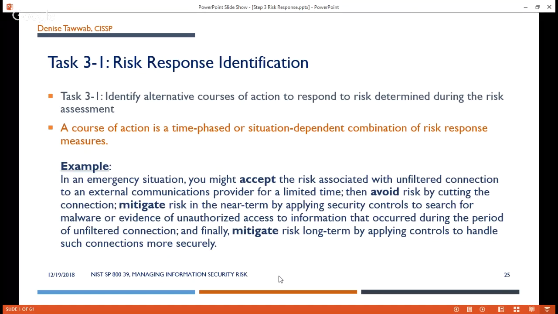So let's talk about an example. In an emergency situation, you might accept the risk associated with connection to an external communications provider for a limited amount of time, then avoid the risk by cutting the connection, mitigate risk in the near term by applying security controls to search for malware or evidence of unauthorized access to information that occurred during the period of unfiltered connection. And finally, you might mitigate risk long term by applying controls to handle such connections more securely in the future.